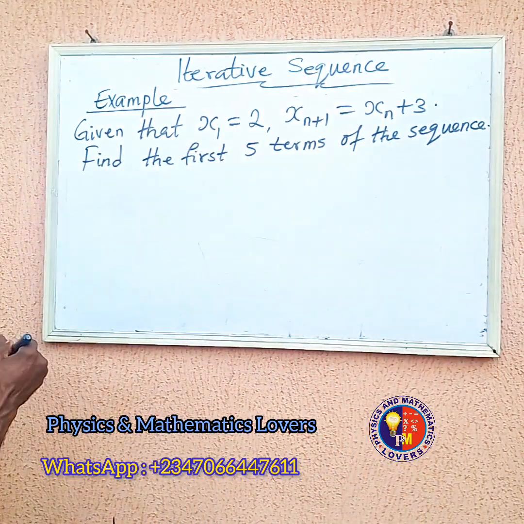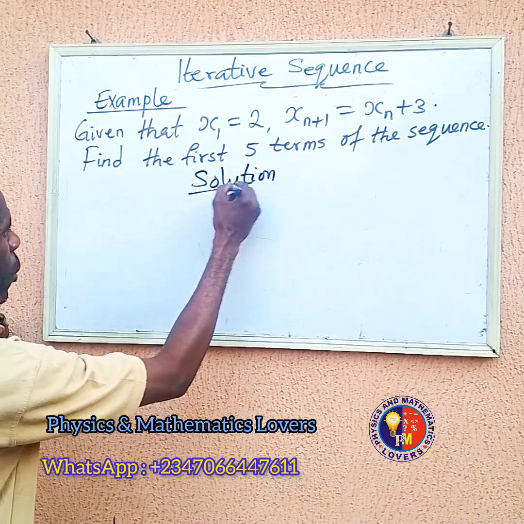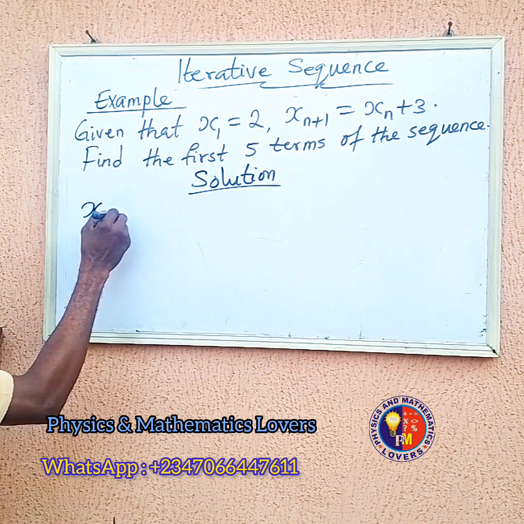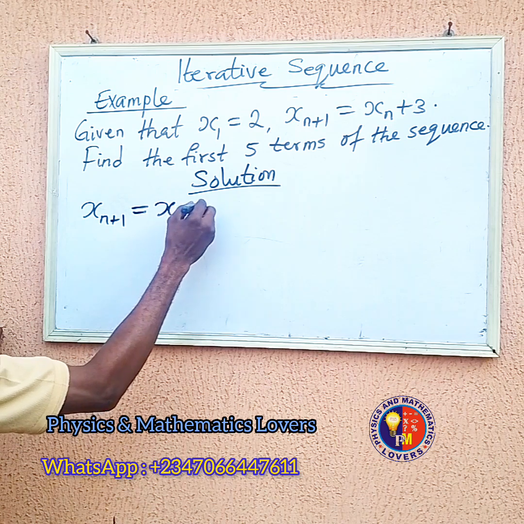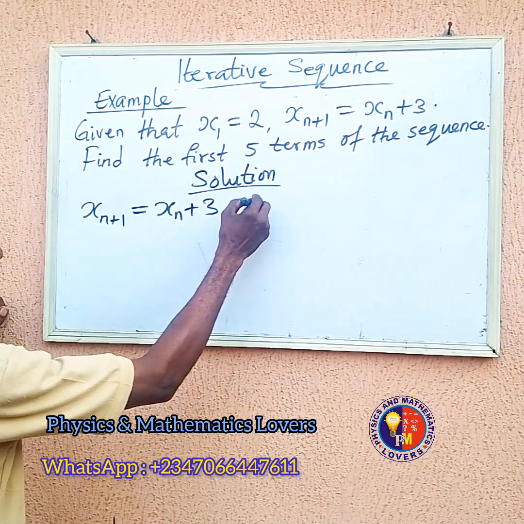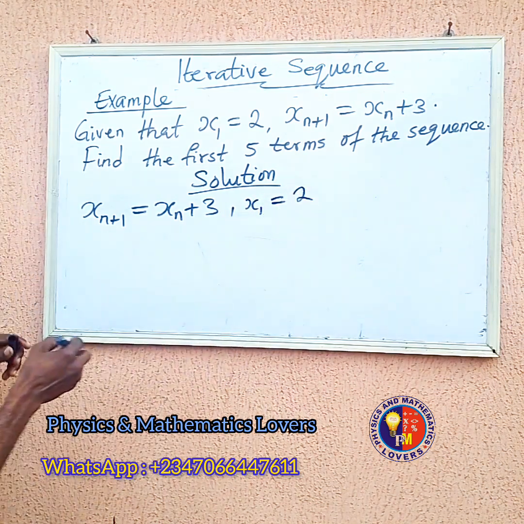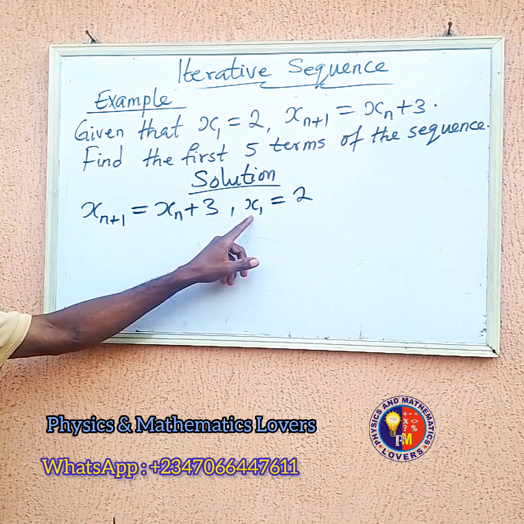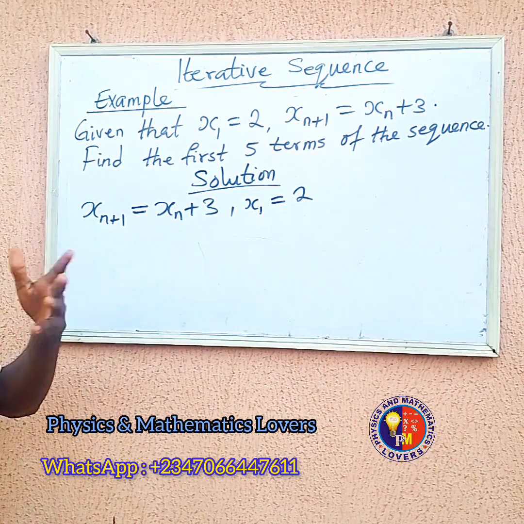So now, solution. We want to obtain the sequence. We have x n plus 1 equals, this is the formula of iteration which we are going to make use of. Then we are given x1, which is the first term, as 2. For every iterative sequence, there has to be an initial value given to you. Otherwise, the question will be invalid.